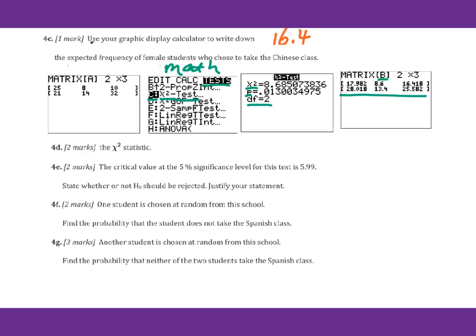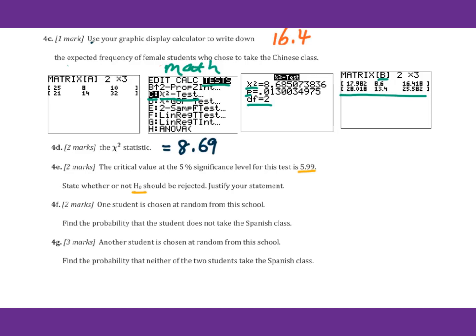Now let's go to 4D. Find the chi-square test that equals 8.69. For 4E, the critical value at 5% significance level for this test is 5.99. State whether or not H0 should be rejected. Justify your statement.